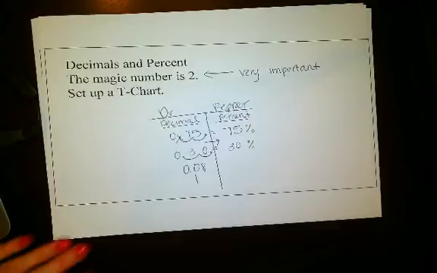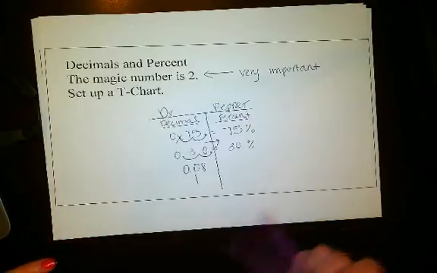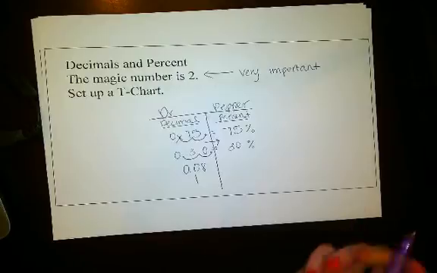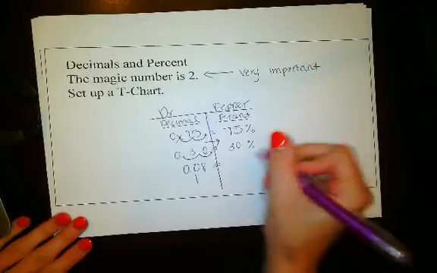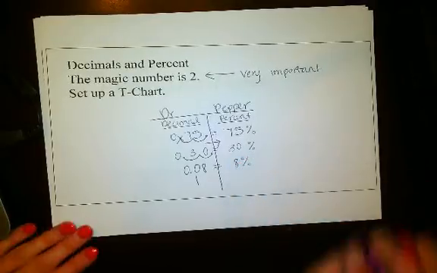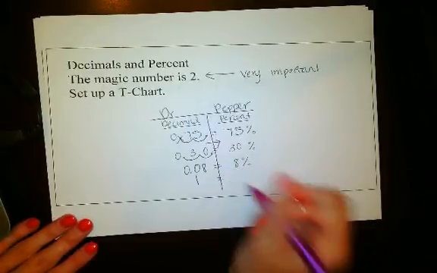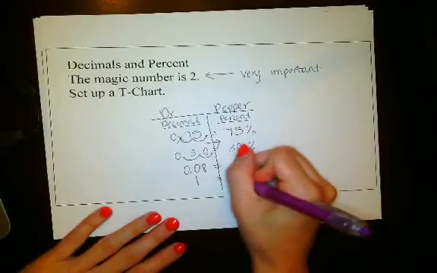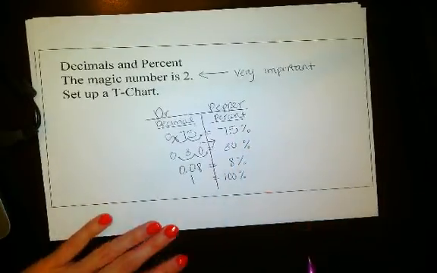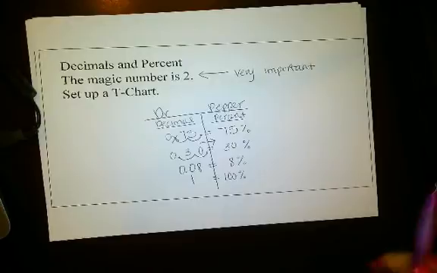Okay, so if you are sitting at desk number 22, please tell us what you got for 0.08. Excellent, 8%. And if you are sitting at desk number 18, what did you get for 1 whole? 100%. Excellent job.